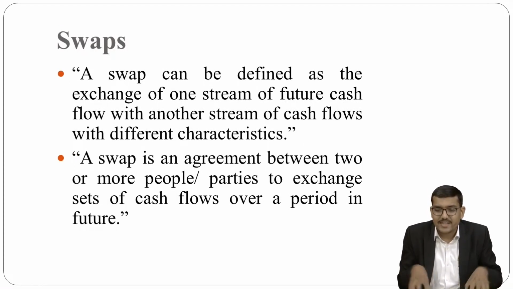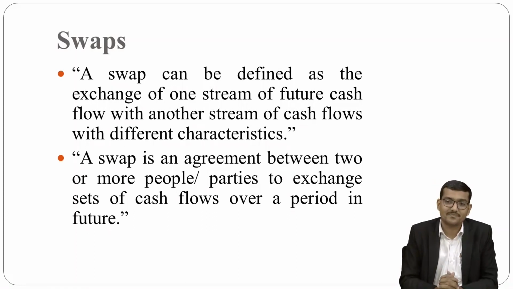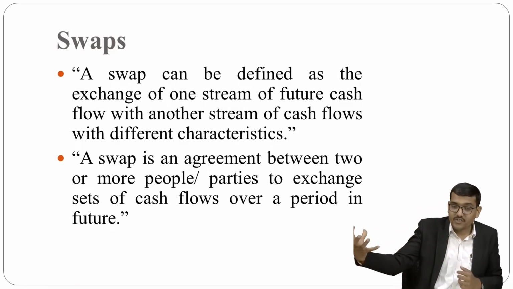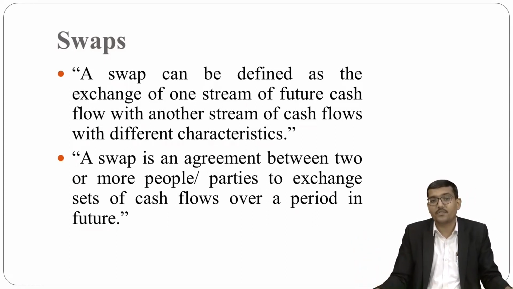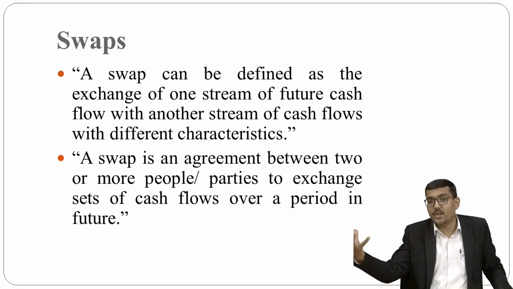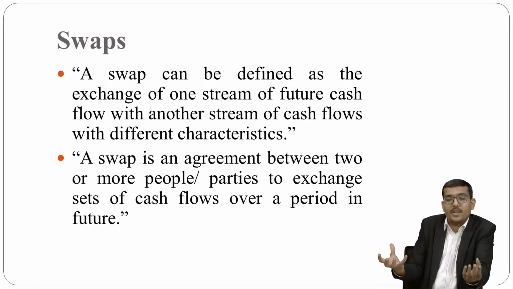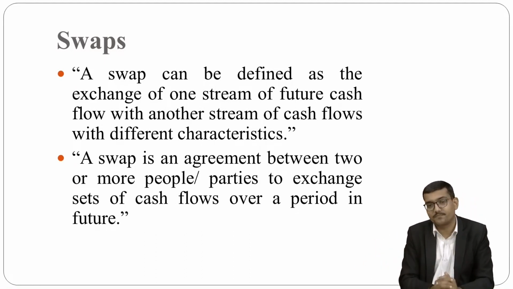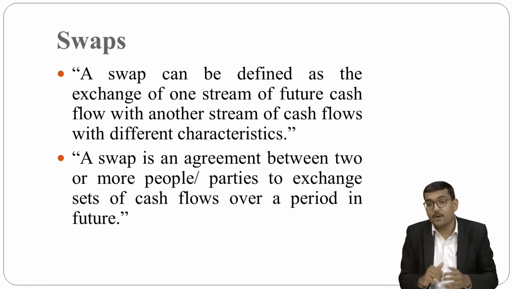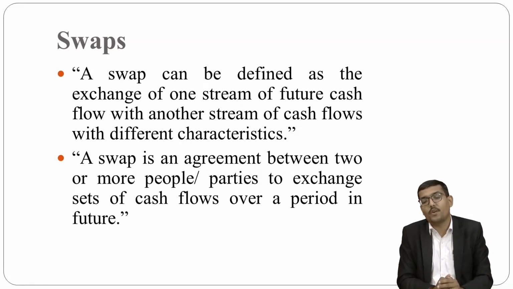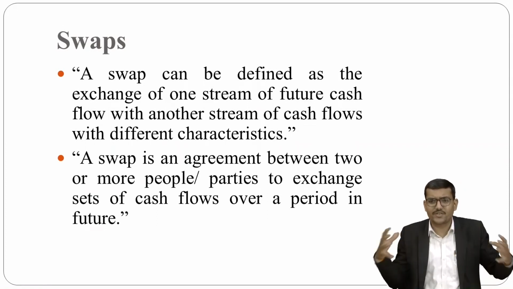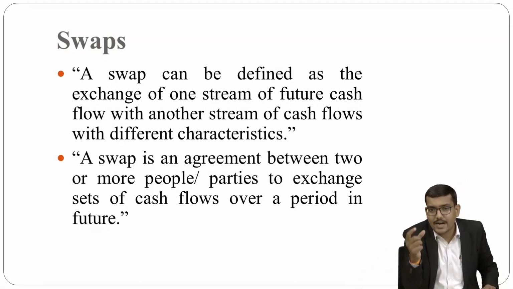Now let's discuss the last and final type of derivatives, that is a swap. What is a swap? A swap can be defined as an exchange of one stream of future cash flow with another stream of cash flow with different characteristics. It means you exchange one future cash flow with another stream of cash flow, which is treated as a swap. The second definition is that a swap is an agreement between two or more parties to exchange a set of cash flows over a period in the future. Both are ultimately the same in nature, but the interpretations are at a different level, termed as an agreement.